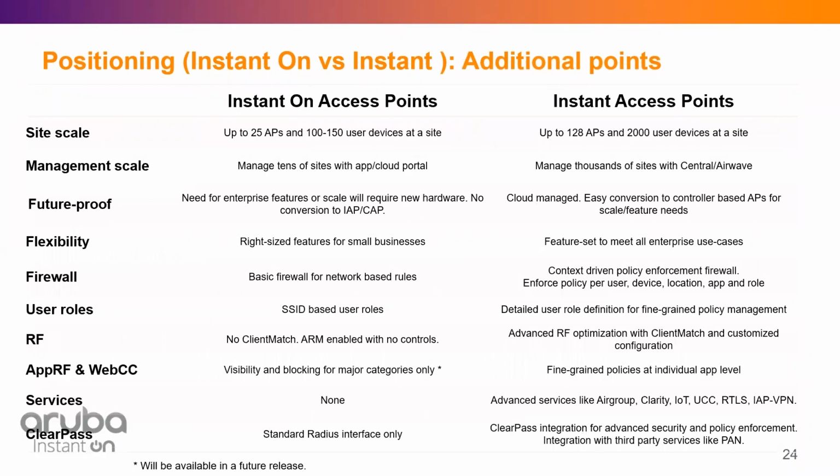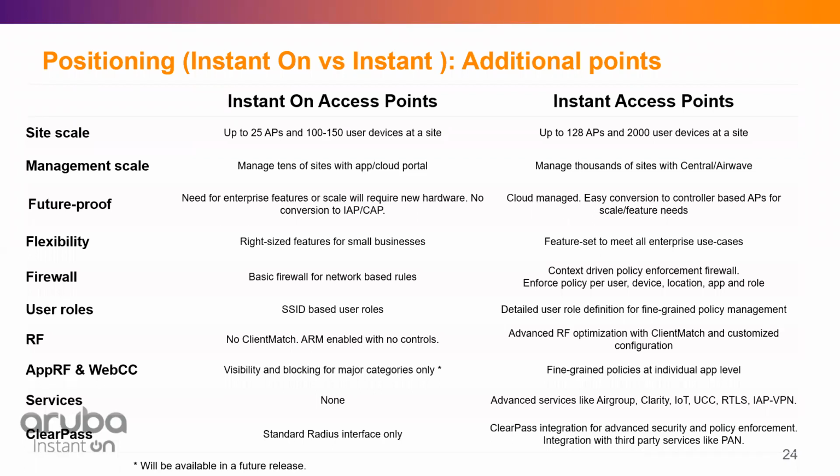So again, in Instant, it's 128 APs and 2,000 users per site, versus 25 APs and 100 users per site with Instant On. With regular Instant On access points, it's tens of sites. When you're looking at Instant access points with Central or AirWave, we can get into the thousands of sites managed.